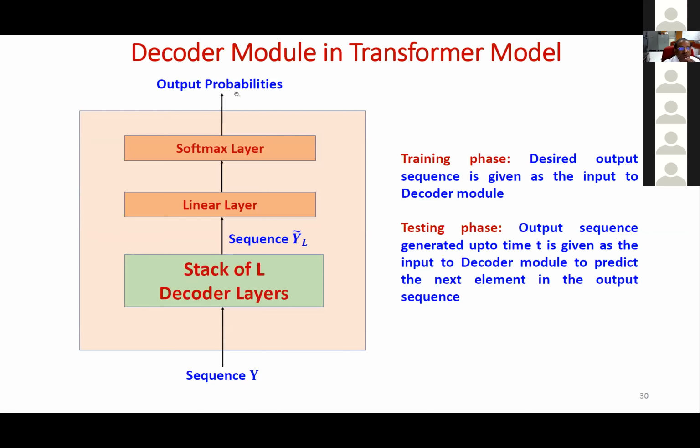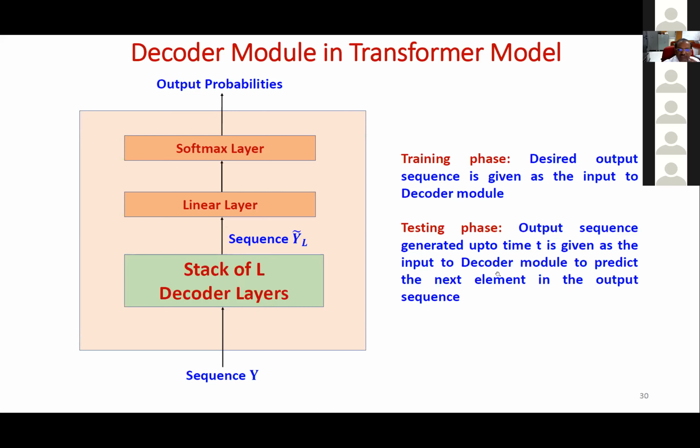And then the output of this decoder module is to generate the probabilities for the different words in the language, which can come as the next word in the sequence in the target language during the testing phase. So in the training phase, the desired output sequence is given as input to the decoder module, but during test phase, we don't have that with us. So we start with the initial word, and only give that partial sequence as the input to the decoder, and then use that to generate the output probabilities for the next word that can come. Then we use that next word along with the first word as the input to this decoder module.